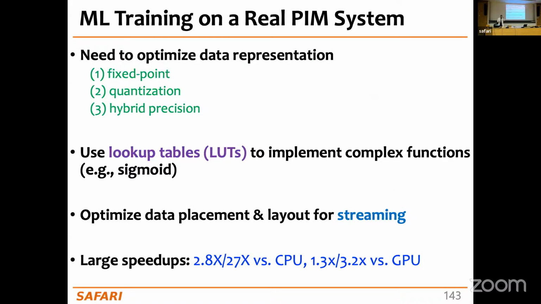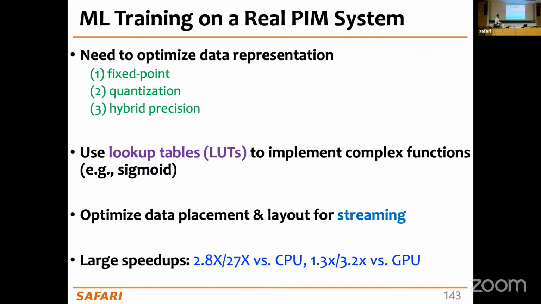One of the problems of this particular processing-in-memory architecture from this French company is that the cores that do computation inside the memory are quite simple. So they cannot do complex things like floating point computation. And as you might know, machine learning training heavily relies on floating point computing. So we studied the effects of different data representations and different ways of implementing complex functions that are used for machine learning training, like the sigmoid activation function.